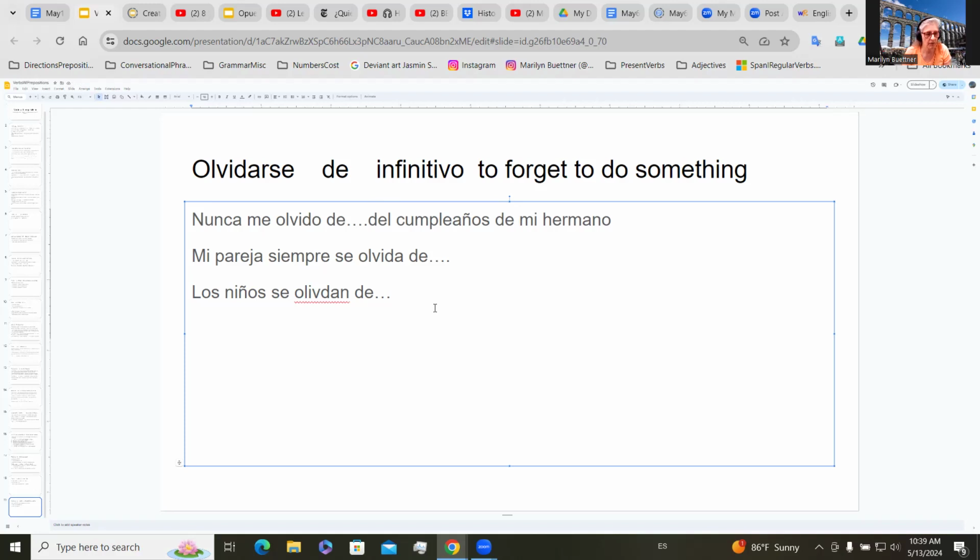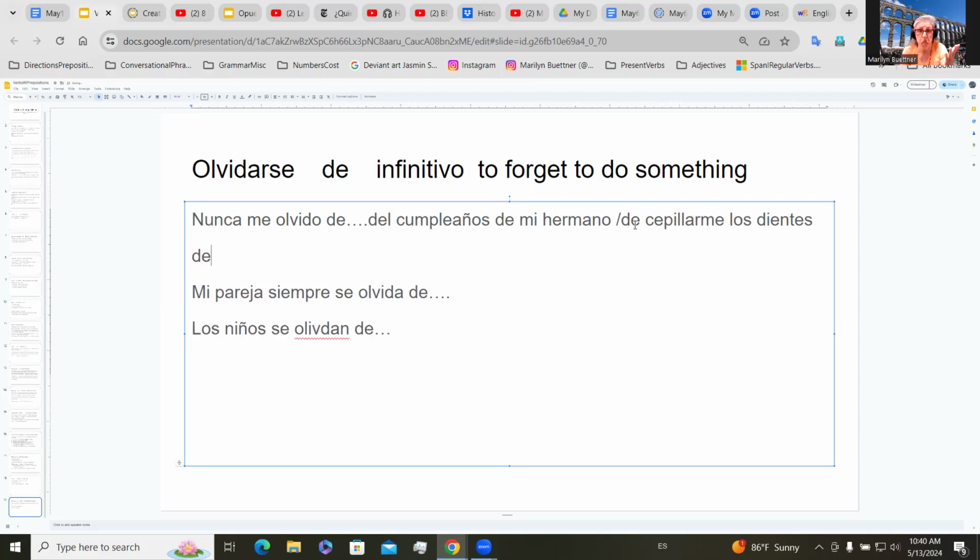Sí, bien. Nunca me olvido de cepillarme los dientes, ¿verdad? De cepillarme, brush, and I'm brushing myself, so it's reflexive, de cepillarme los dientes. Nunca me olvido de tomar mi medicina. Tomar, bien, sí, de tomar mi medicina, mis medicamentos, my medicines, ¿sí? Prescriptions, medicamentos. You may hear that as medicamentos, but it may be medicina. Sí, bien. Nunca me olvido de.